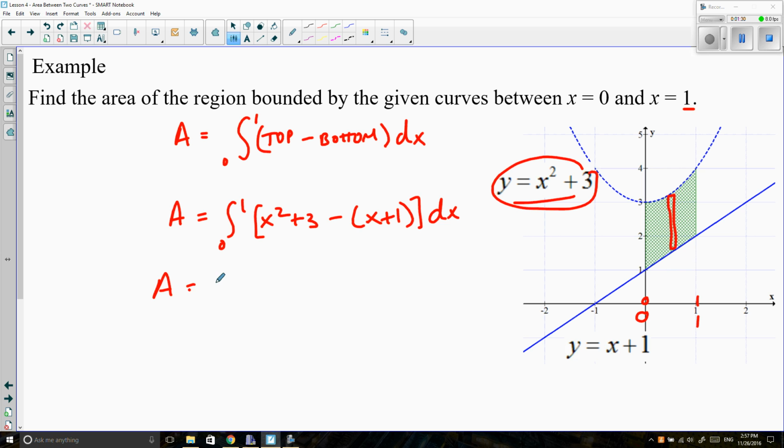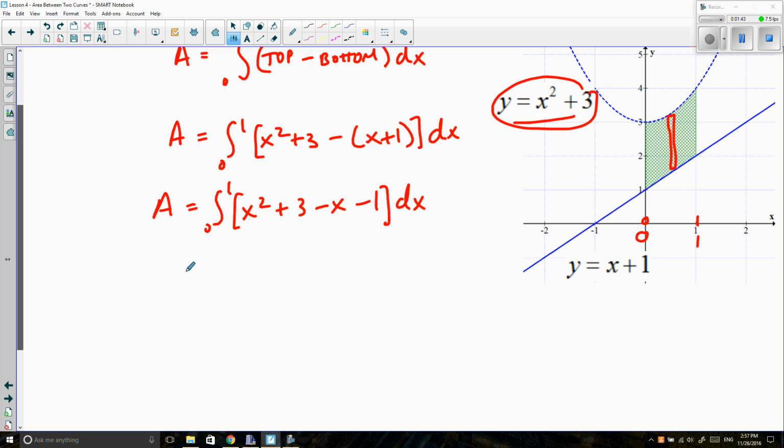From here, I wouldn't integrate yet because we can simplify. We get x squared plus 3 minus x minus 1, and we want to integrate with respect to x again. I have like terms that I can put together here. So I'm going to take the integral from 0 to 1 of the function x squared minus x, and then 3 minus 1 will give you positive 2. So here is my final integral. Here's my definite integral that represents the area.